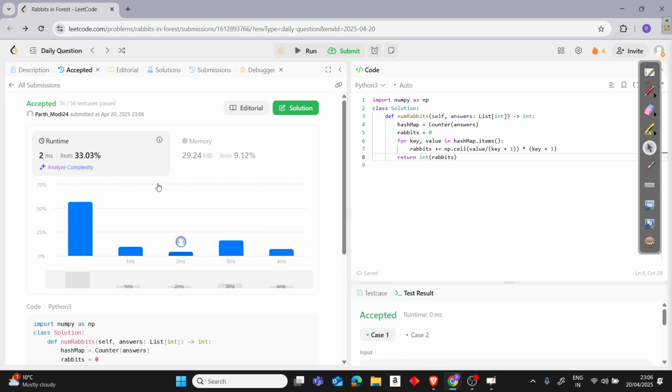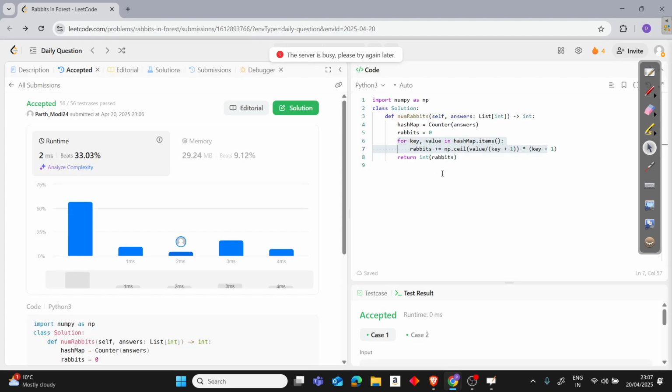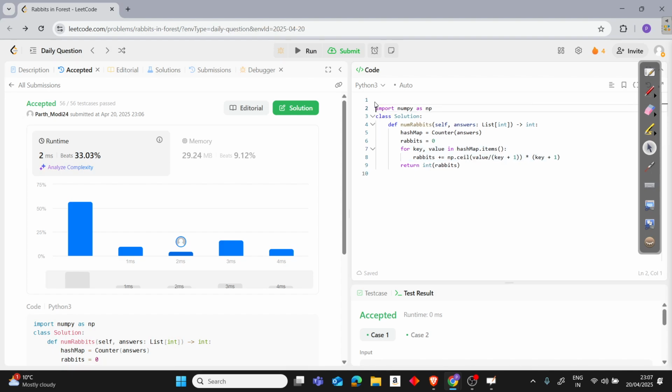And what will be the space and time? Since we are iterating over the input, firstly we have to create the hash map, so it will take O of n space in the worst case, and again we are iterating over all the elements in the hash map, so O of n plus O of n, so in total it should be O of n, linear. And space, since we are utilizing a hash map, right? Okay, it's showing the server is busy, but let me write it in the comments.